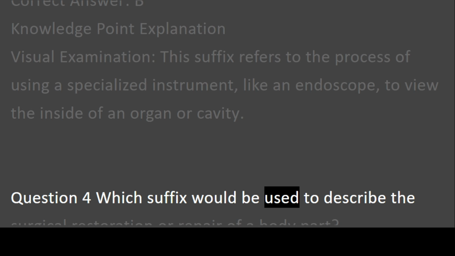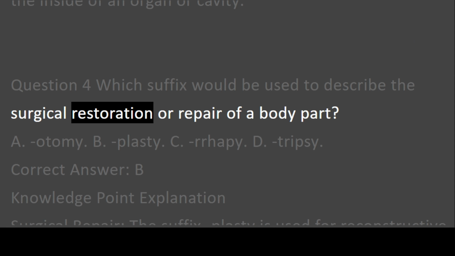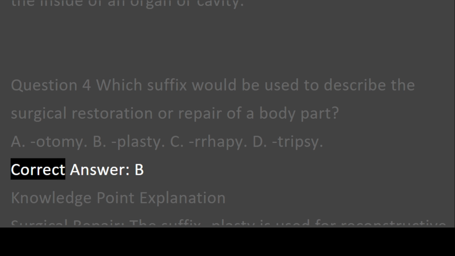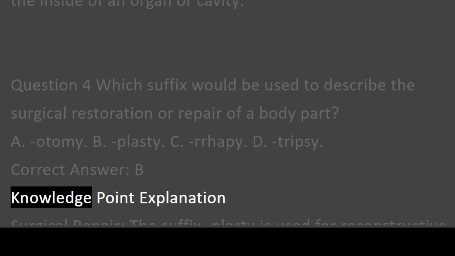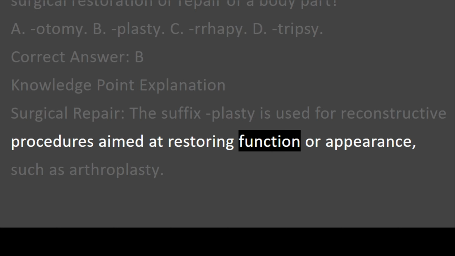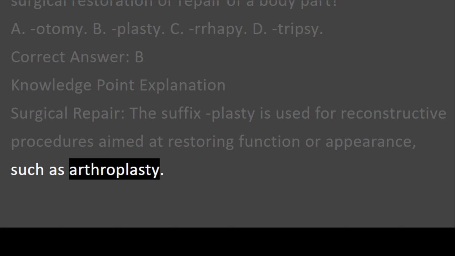Question 4. Which suffix would be used to describe the surgical restoration or repair of a body part? A. Otomy. B. Plasty. C. Rrhaphy. D. Tripsy. Correct answer, B. Knowledge point explanation. Surgical repair. The suffix plasty is used for reconstructive procedures aimed at restoring function or appearance, such as arthroplasty.